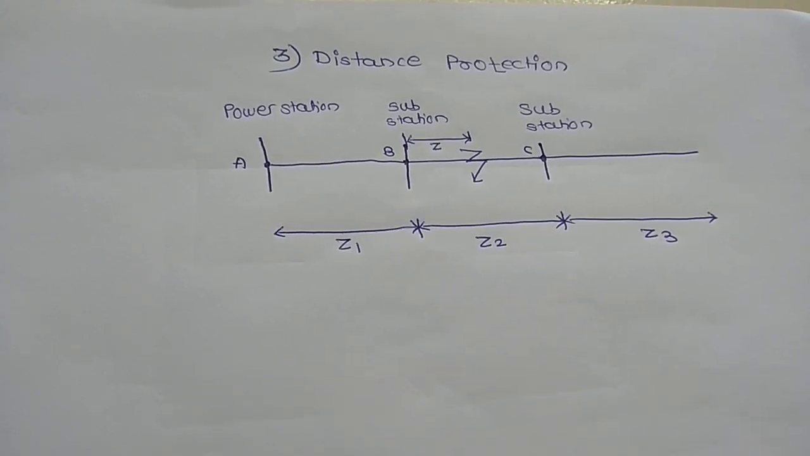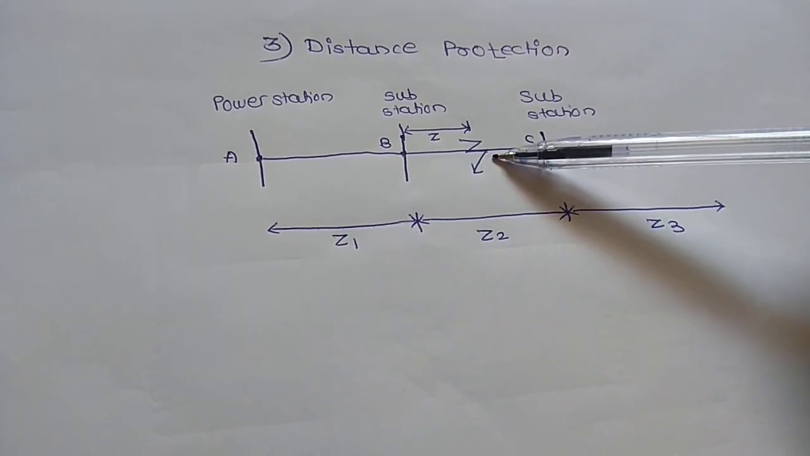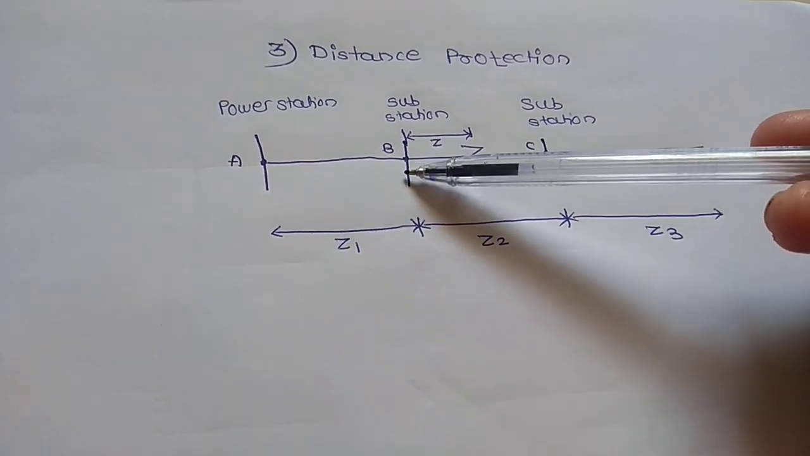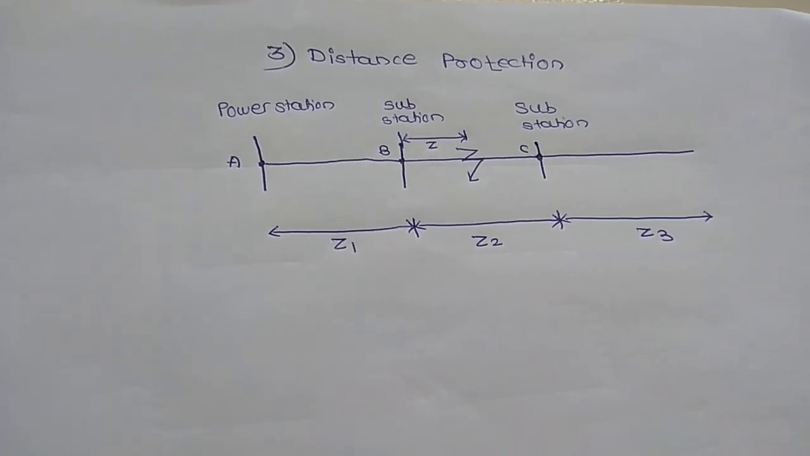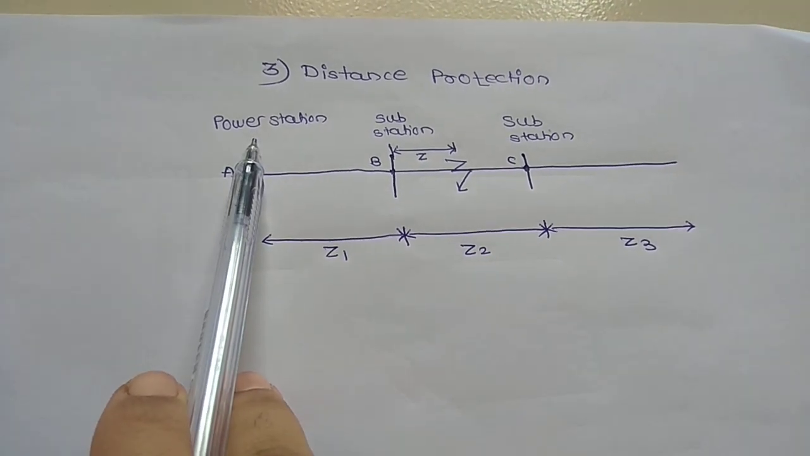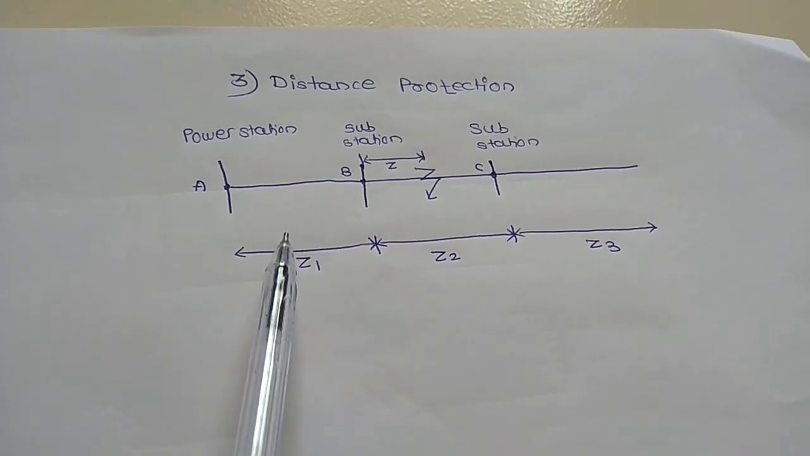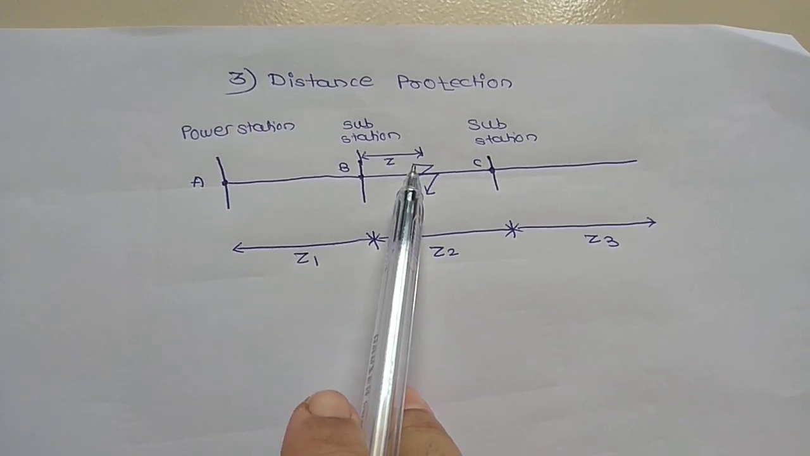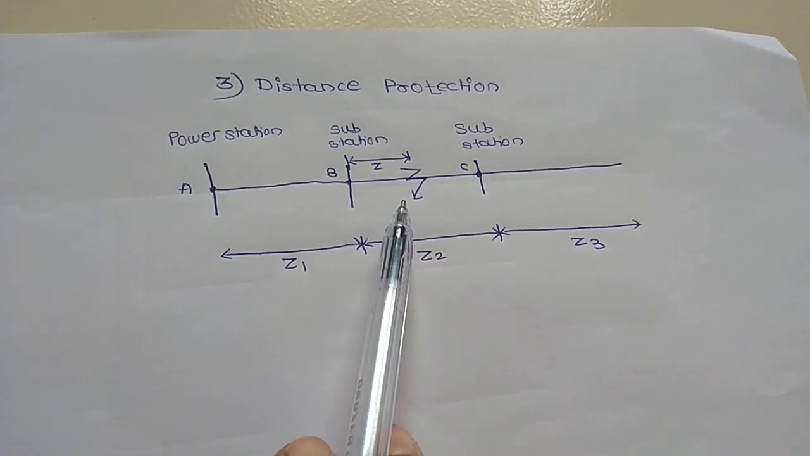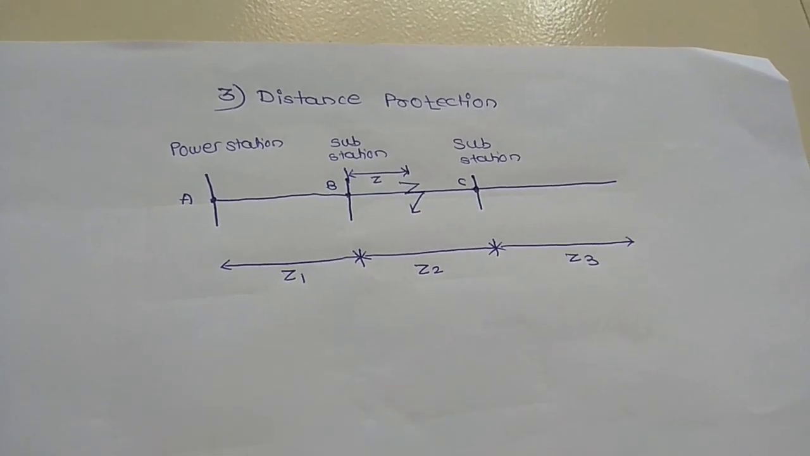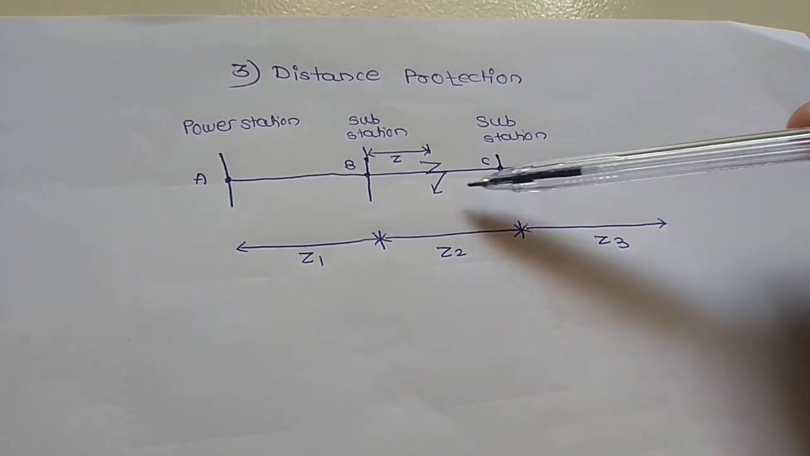Suppose a fault occurs between substation B and C. This is the occurrence of the fault. Then the fault impedance at the power station and the substation AB will become Z1 plus Z. That is, Z is nothing but the impedance between the relay installation and the point of fault. So it is clear that for the fault shown in the figure, relay B will operate.